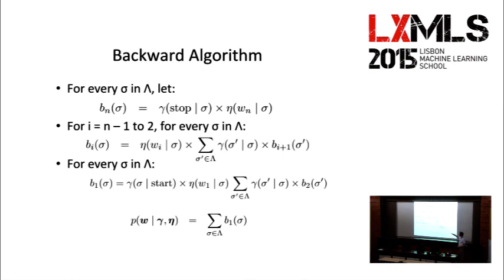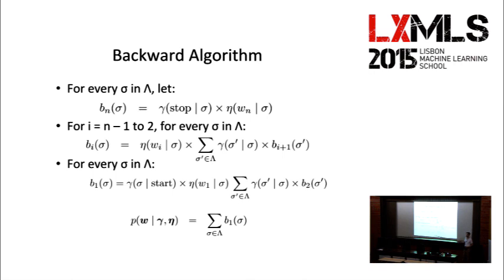Notice each time there's an emission probability given the state you're calculating for. There's a sum over possible states that could come after it, sigma prime: the transition from sigma to sigma prime times the backward quantity in the column to the right, b_{i+1}. You work backwards. b_1 has to include the start symbol. And you can calculate the probability of the sequence w given the parameters as a sum over the states at b_1.